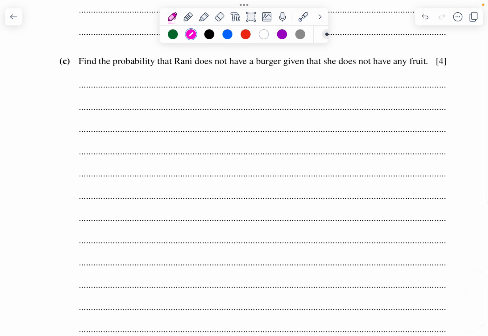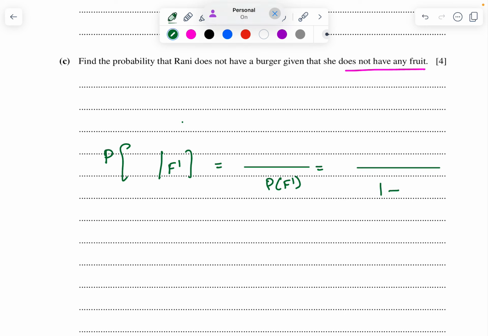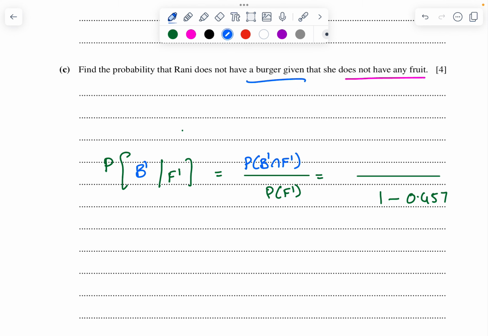Find the probability that she does not have a burger given that she does not have any fruit. Whatever is after the 'given that' should go to the denominator. Does not have any fruit. Having a fruit, just now we got 0.457. So 1 minus 0.457. And the numerator is nothing but what? She does not have burger and does not have fruit. What is that?